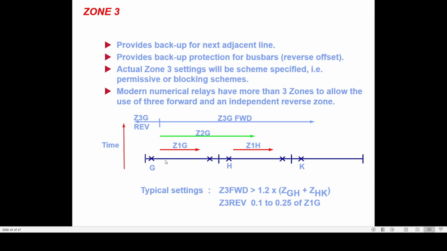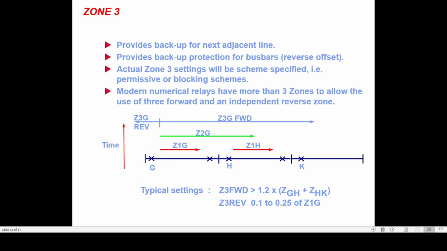So you must provide some coordination time interval. You must provide some time delay between these two operating relays. That time interval will be, suppose, 30 or 40 milliseconds. If you consider 40, then up to this point we have calculated 260 plus 40. That means the minimum operating time for the relay at G should be 300 milliseconds.